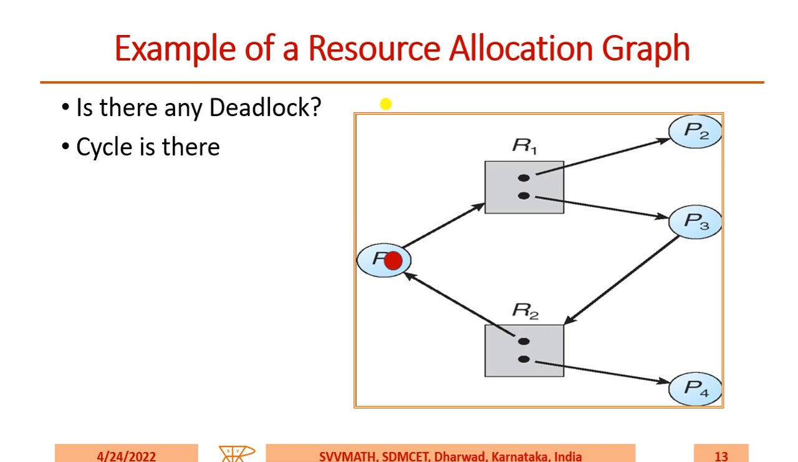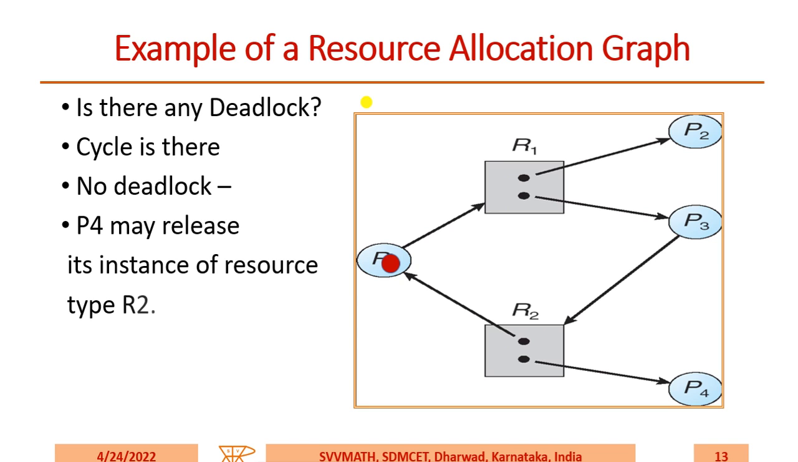Now let us see in this one whether I have a cycle or not. In this I have a cycle: P1 to R1, R1 to P3, P3 to R2, R2 back to P1. But there is no deadlock here. Why? Use your common sense. P4 may release its instance of resource type R2. Cycle is there, but instances are not one. For example, P4 is holding R2. It may complete its work and return R2. At that time, R2 can be given to P3 so that this cycle can be broken. This observation is very, very important.